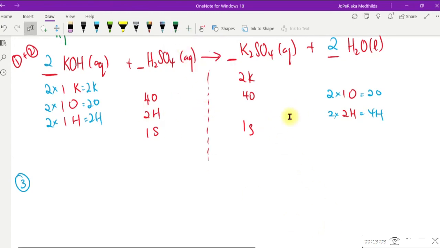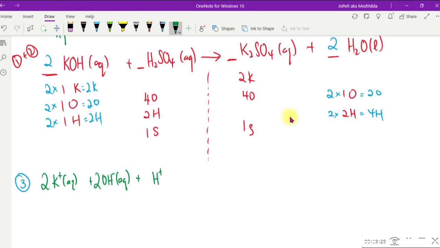Try to split them into their respective ions. So KOH is actually made out of K plus aqueous and OH minus aqueous. So if I have 2 of them, I got 2 K plus, 2 OH minus. H2SO4 is actually made up of hydrogen ions, aqueous state, plus sulfate ions. Okay, sorry, sulfate ions is 2 minus, aqueous state over here.